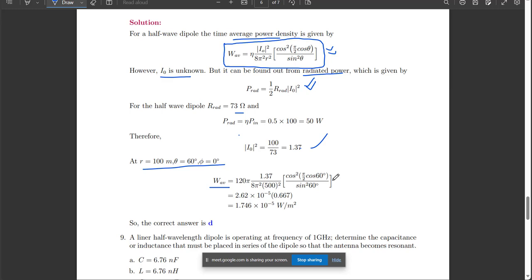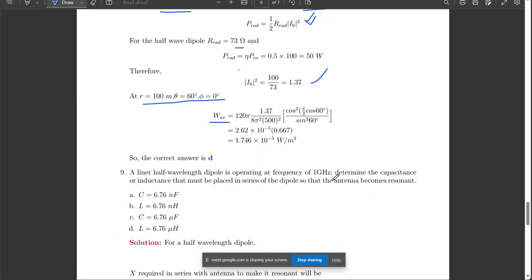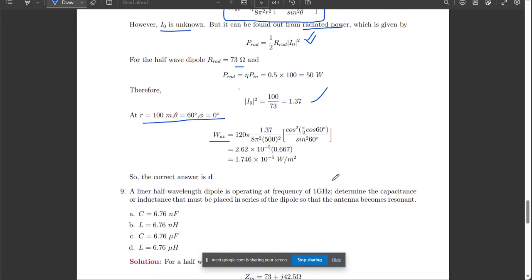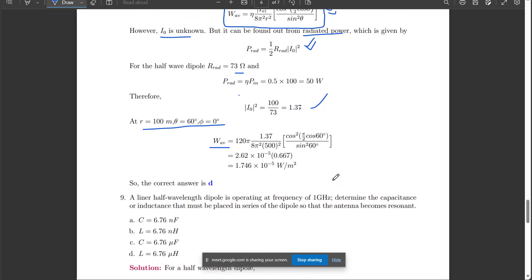Got it? Do you have any doubt here? Okay, very good. Chalo, so let's solve the next question.